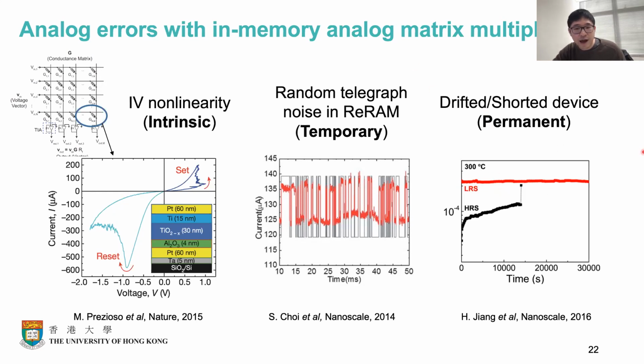So these errors can be categorized into three classes. The first one is intrinsic, and the second and third are temporary and permanent. The goal of our computing platform is to tolerate such intrinsic computing error, but for temporary or permanent errors, we still want to detect or correct them, so as to make this computing platform more mature.